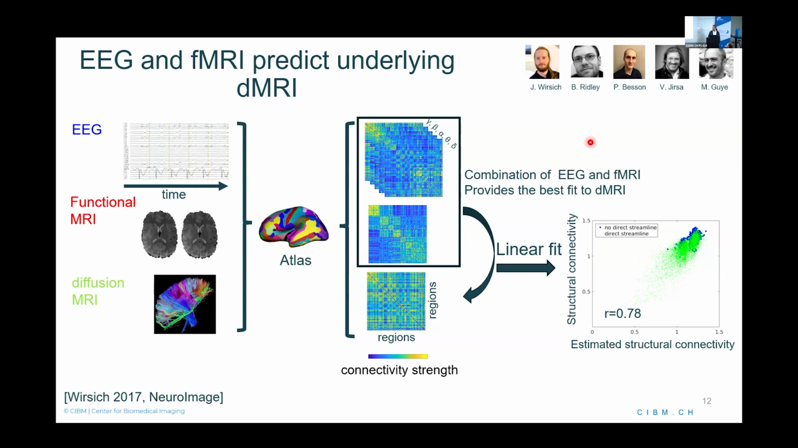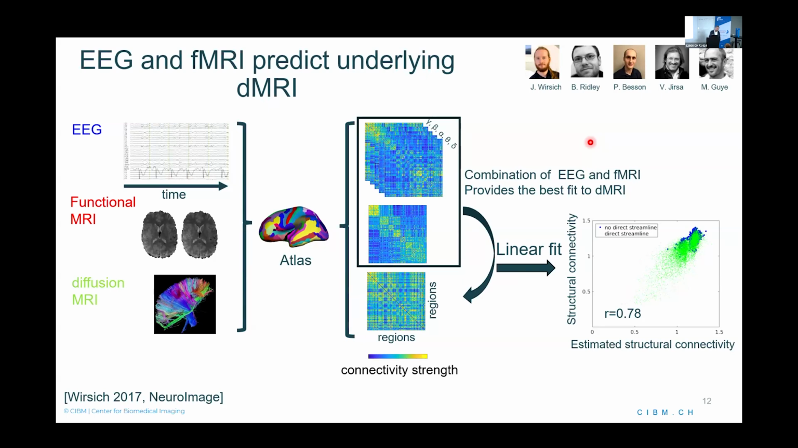And to address this problem, we now tried to predict the underlying structural connectivity by combining both the EEG and the fMRI in a linear model. The idea was that the fit should be better if there's complementary information, because then the linear model will put together both pieces of information that can then predict the underlying diffusion. And then we're kind of sure that we have some signal that's not artifactual, and not only due to the EEG or to the fMRI.